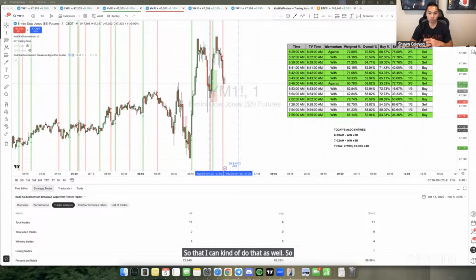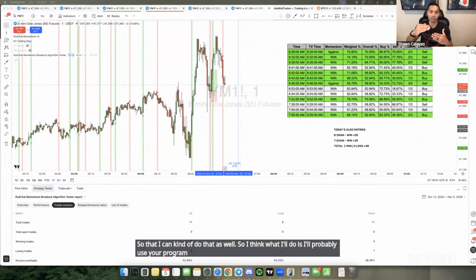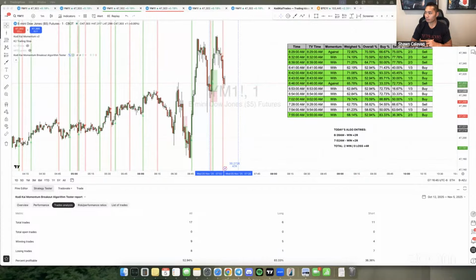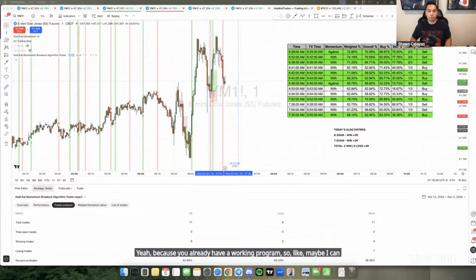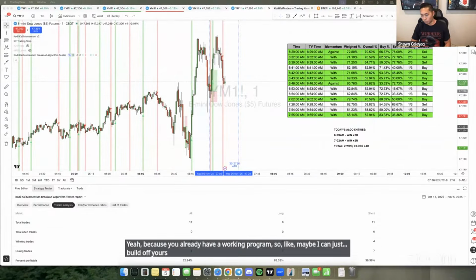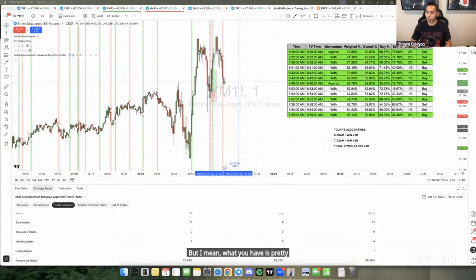So I think what I'll do is I'll probably use your program to spit out the data, but then I'll also double check it. Yeah, because you already have a working program, so maybe I can just build off yours and then improve it from there. But what you have is pretty good already. We'll talk in the chat, or I'll talk to you on Discord a little later after this, and we'll see if we could maybe work together to improve it even more.